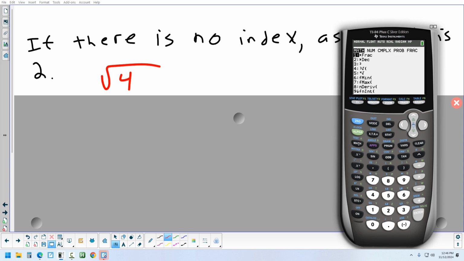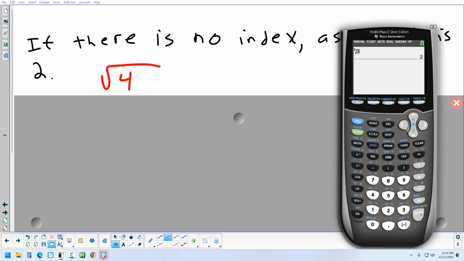And then you're going to go down to option 5. So math, and then when you press option 5, it turns that 3 that I typed in into the index. And now you can type in any number you want. So when I hit enter here, what would the cube root of 8 be? 2. Yeah, cube root of 8 is 2.